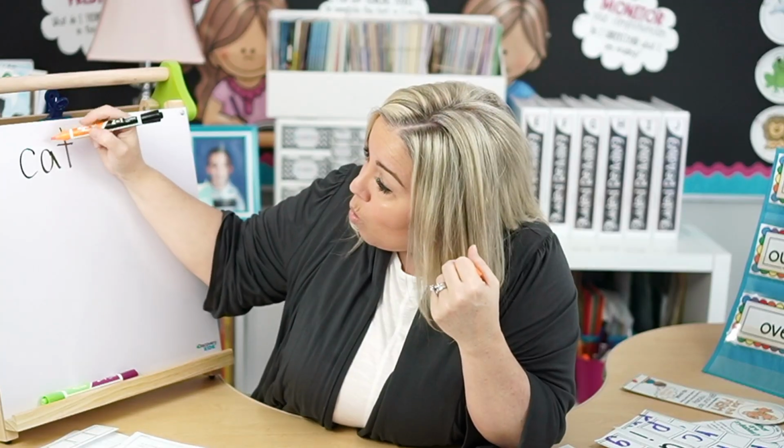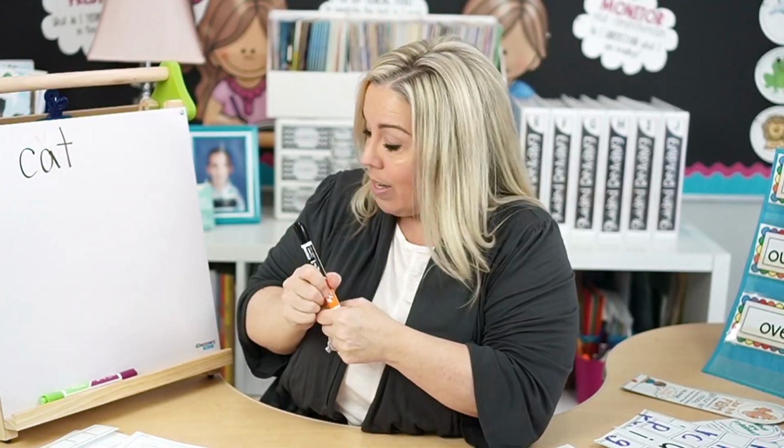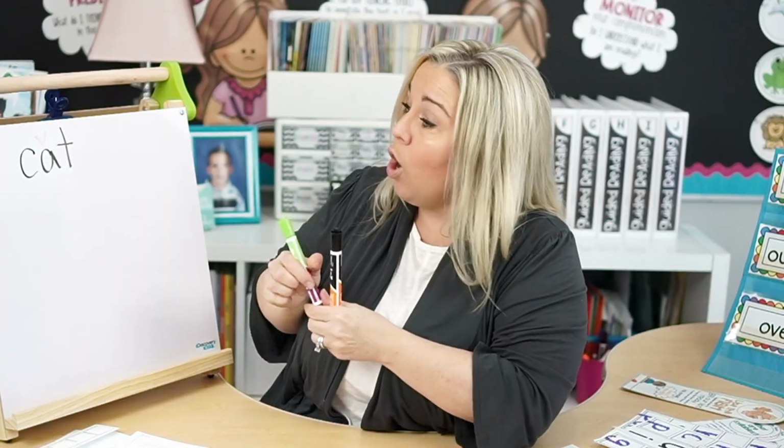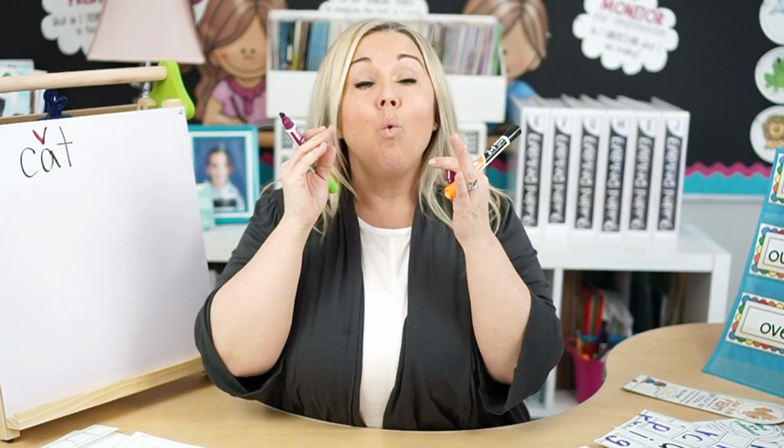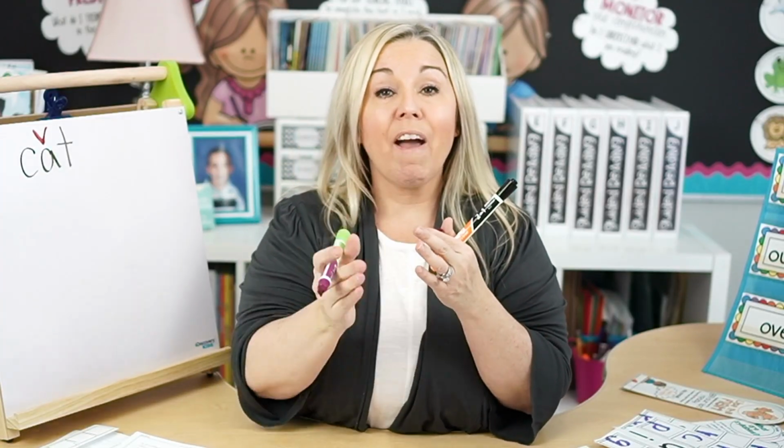So we know that the A is a vowel sound. Let me get a better marker. We know the A is a vowel sound, so I'm going to put the V over there. We know it has a short vowel sound.